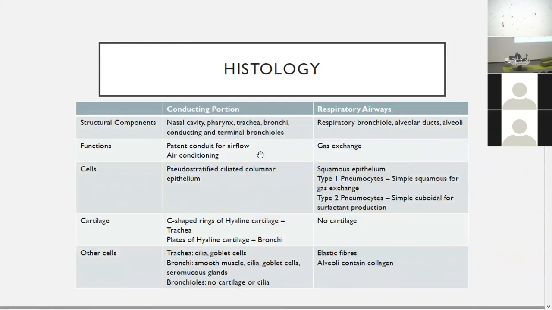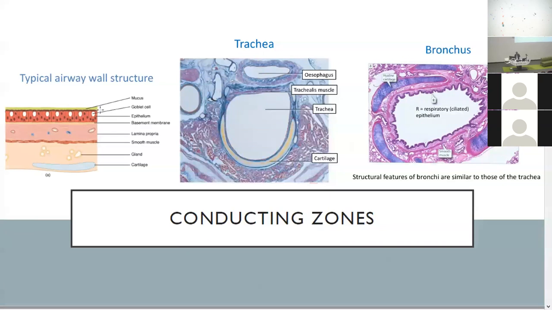A bit about histology. This is just a summary table, which I won't go through, but we'll go through the pictures. Your trachea and bronchus have a similar structure. You have pseudostratified columnar epithelium, then a lamina propria, then some smooth muscle, and you also have cartilage, which keeps your airways open. If you feel around your trachea here, you can feel the cartilage. And you have your esophagus behind the trachea.